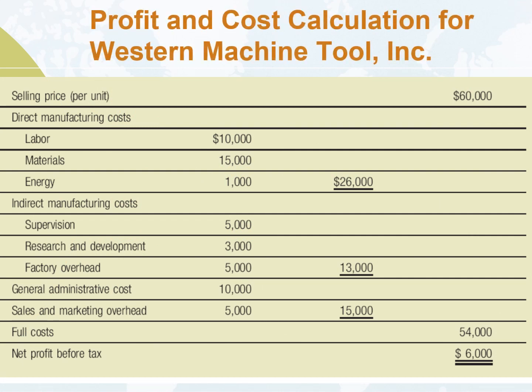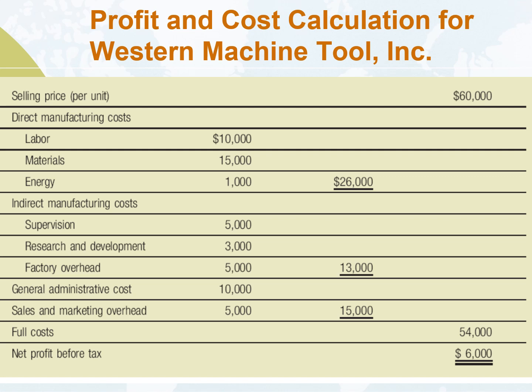Here is an example profit and cost calculation for this company, Western Machine Tool. Their selling price per unit is 60,000. Okay? Selling price is 60,000. And then they have a direct manufacturing cost of labor 10,000, materials 15,000, energy 1,000, and together that is 26,000 in direct manufacturing cost.